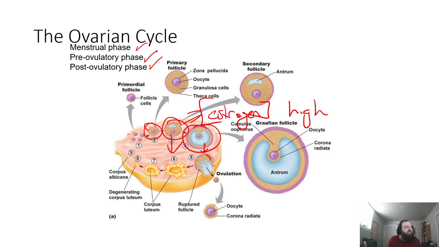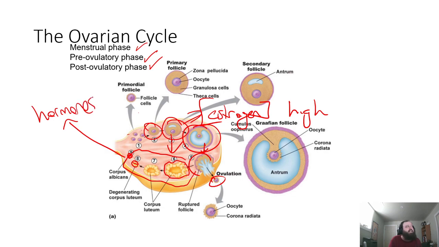Obviously, then that ovulates, which expels the oocyte into the fallopian tube, which leaves you with this endocrine structure called the corpus luteum, which has a finite lifespan and eventually degenerates into the corpus albicans. Before it degenerates, the corpus luteum is secreting estrogen, progesterone, relaxin, and inhibin, all those hormones that we talked about before. So that defines the post-ovulatory phase.